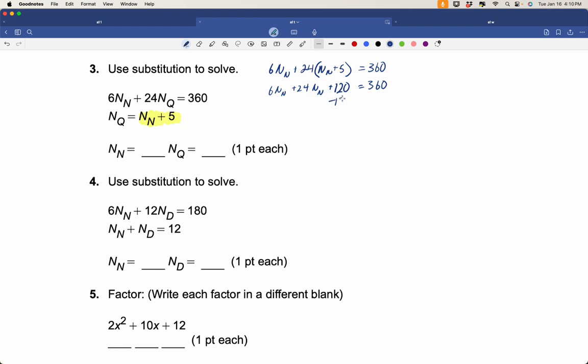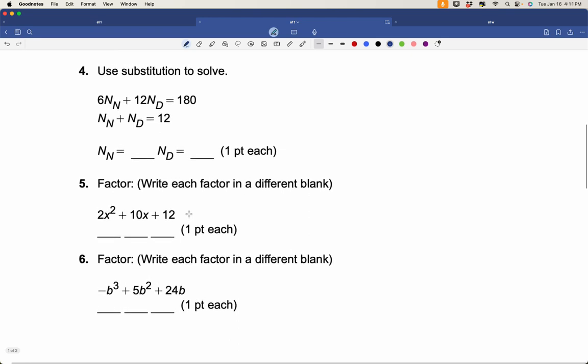I'm going to subtract 120 from both sides, and I'm going to combine my like terms. This would cancel, and that would give me 30 NN is equal to 240. So when I divide both sides by 30, NN is equal to 8. So if NN is 8, then this is going to be 8 plus 5, which is going to equal 13 for the value of NQ.